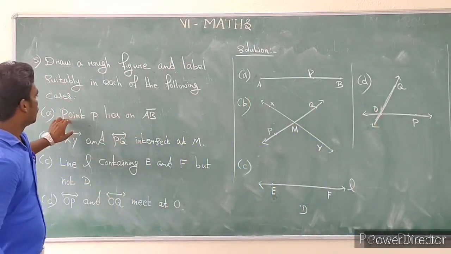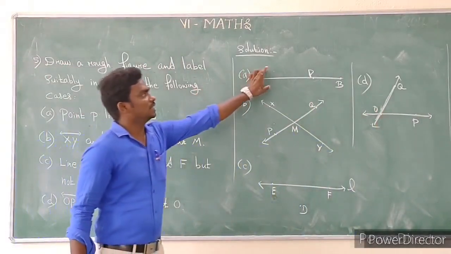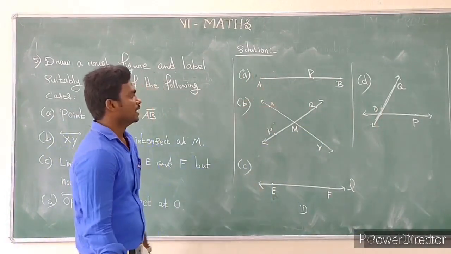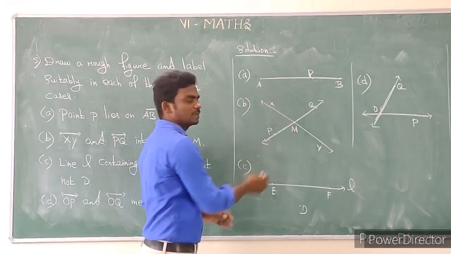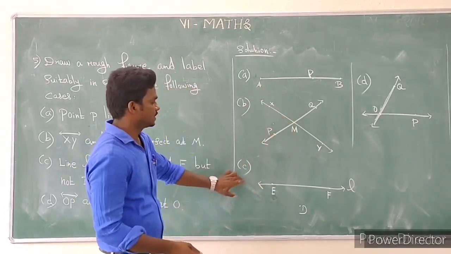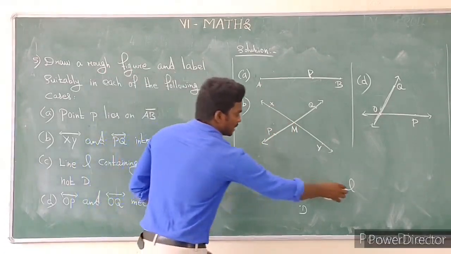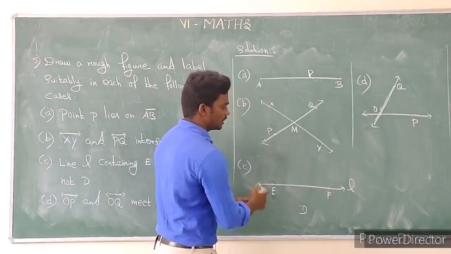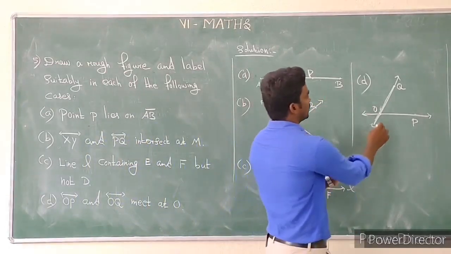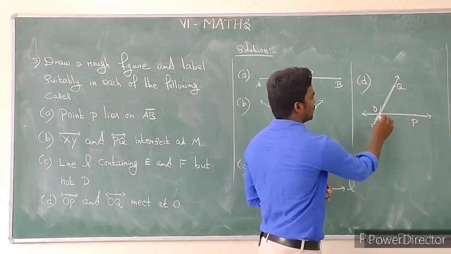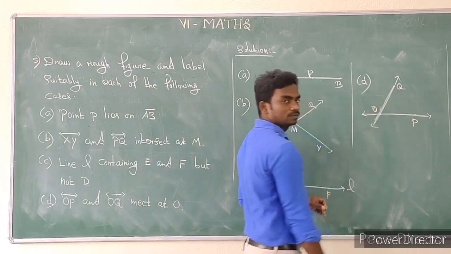First one: point P lies on AB. Point P lies on the line segment AB. Next, lines XY and BQ intersect at the point M. By this method we can draw this line. Next is C1: a line L containing the points E and F but not containing the point D. Line OQ and line OB meet at which point? O.